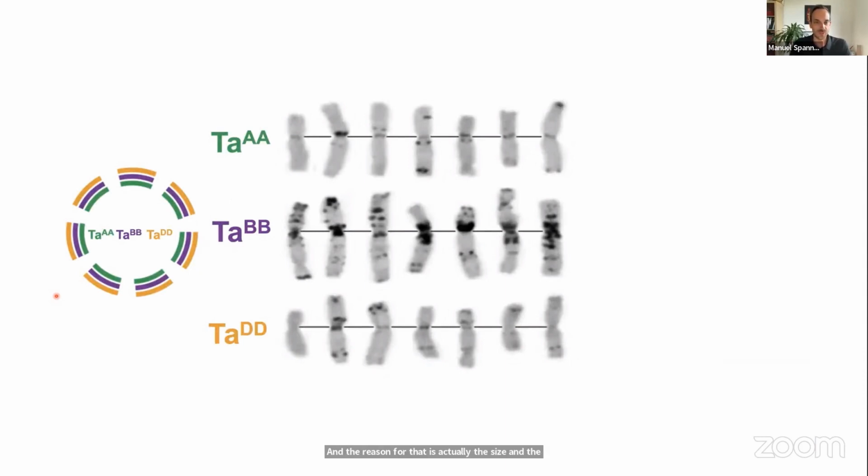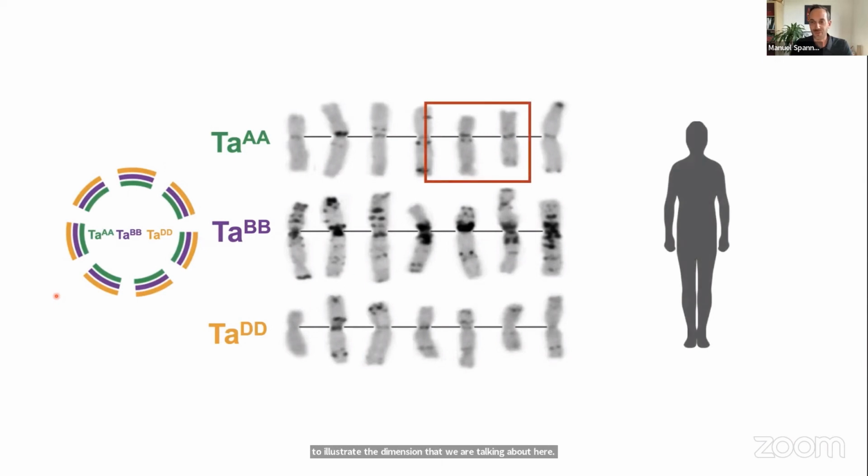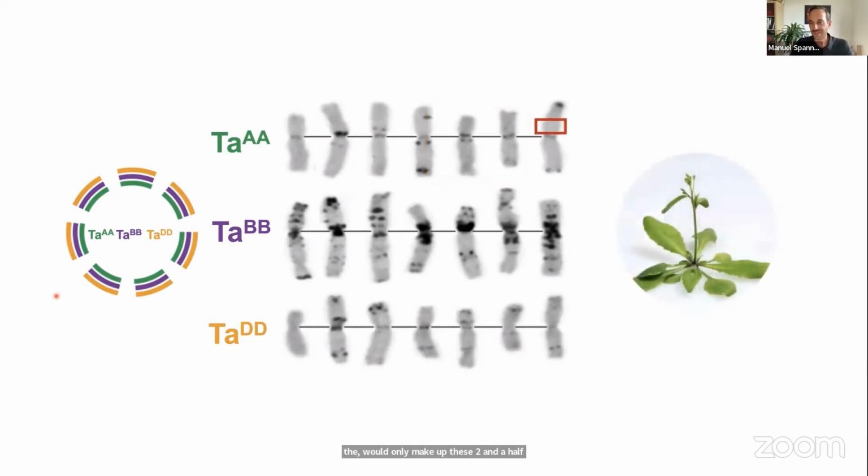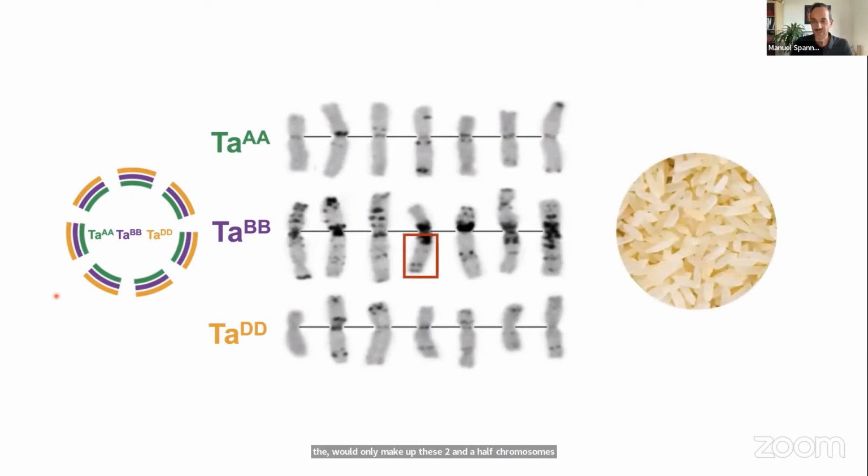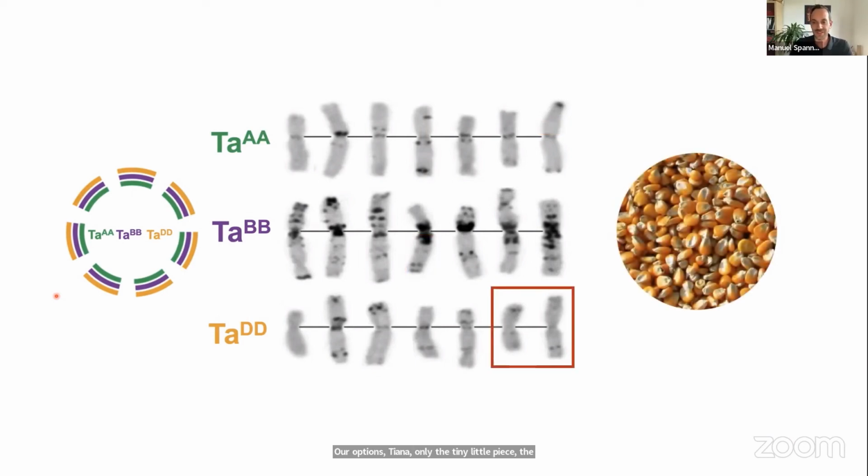Bread wheat is an allohexaploid. That means it consists of 3 different subgenomes, here called the A, B, and D subgenomes. These subgenomes are full of repetitive elements and transposons, and they are highly similar to each other. I always like this schematic representation of the wheat genome to illustrate the dimensions we are talking about. If you compare the human genome to the bread wheat genome, it would only make up these 2.5 chromosomes over here. Arabidopsis thaliana, only a tiny little piece. The rice genome, half a chromosome, and the maize genome would make up 2 chromosomes here.